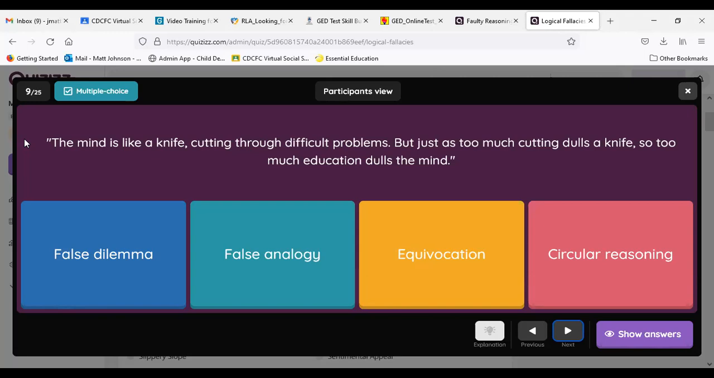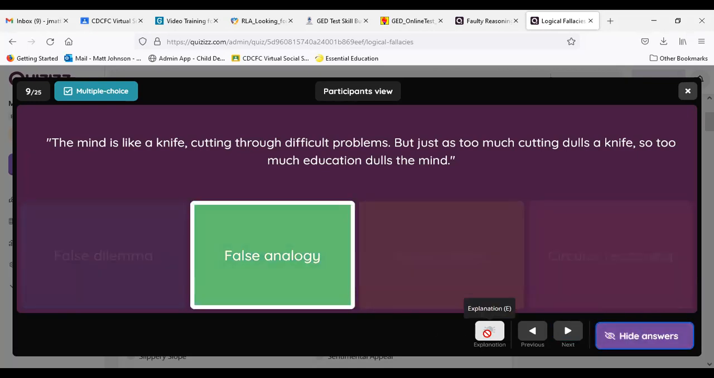So I think it's probably a false analogy. Let's take a look. Oh, there's a little exclamation button here. Let's see if they actually. No, it's not working. Okay, so right, an analogy, like we said, is comparing something to something else. It's sort of like a metaphor or a simile. The analogy is the mind is like a knife.